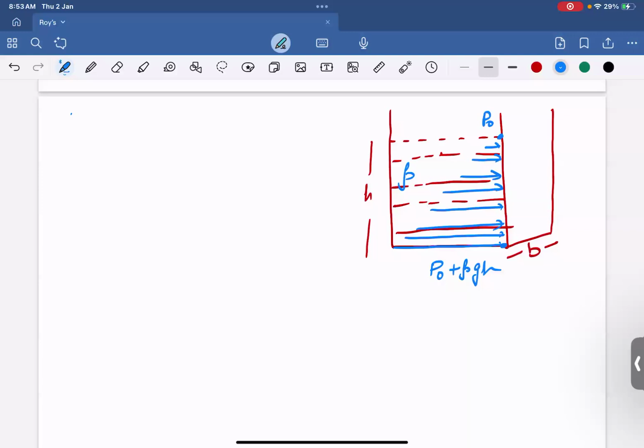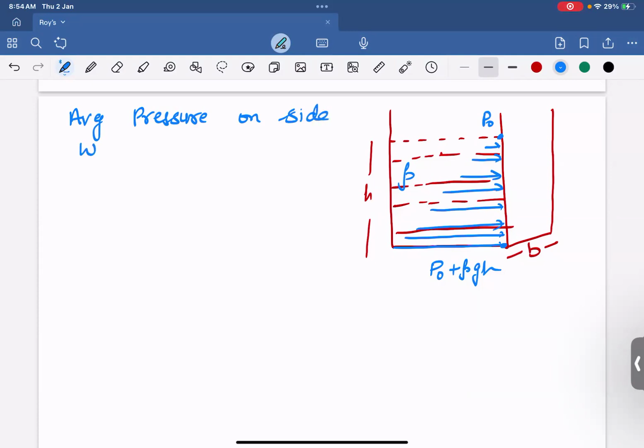So we discuss here the average pressure, because pressure is increasing linearly. Whenever things increase linearly, you can take the average. Average pressure on the side wall.